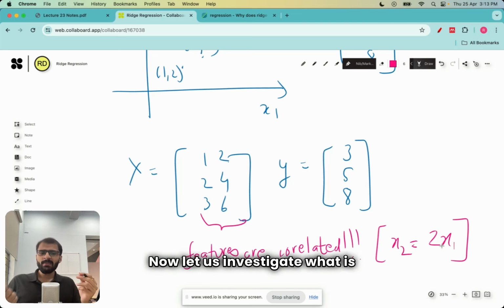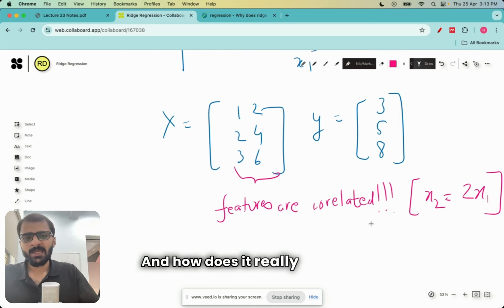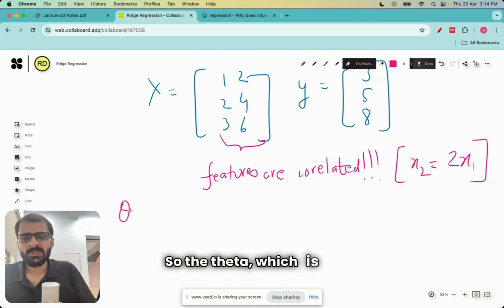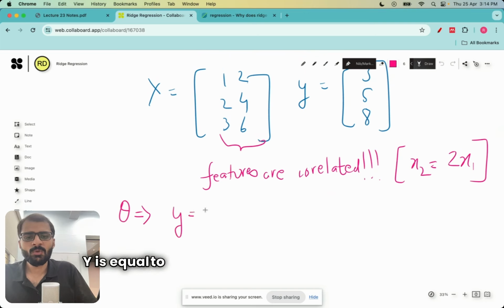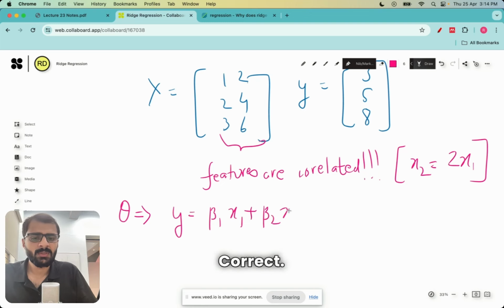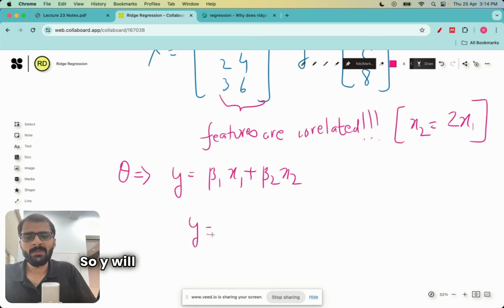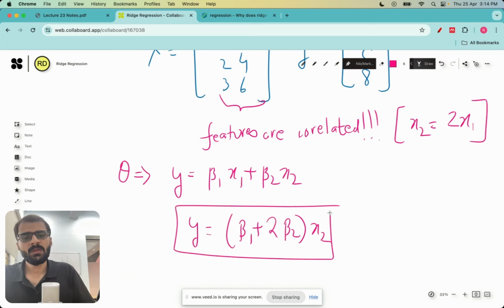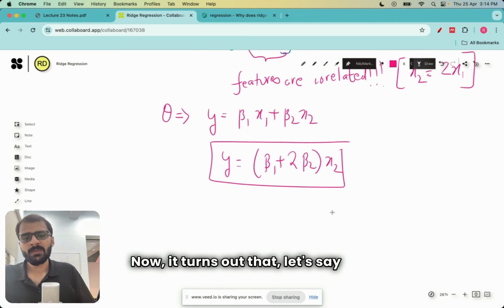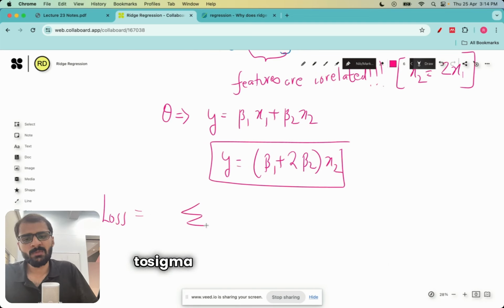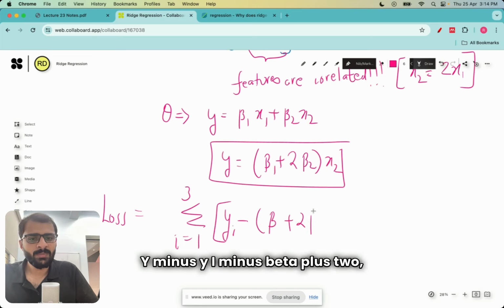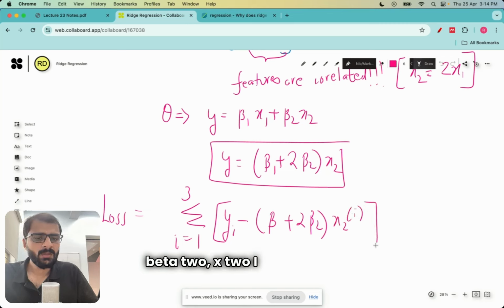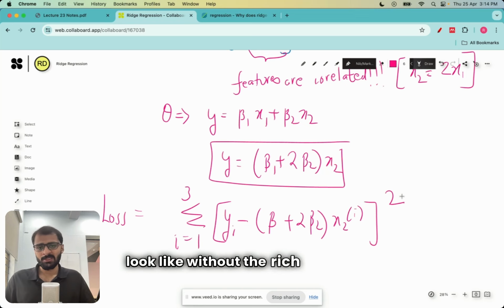Now let us investigate what is meant by a non-invertible matrix, and how does it really show up? So the hypothesis will look something like this: y is equal to beta 1 x1 plus beta 2 x2, correct? And x2 is equal to 2x1, so y will be beta 1 plus 2 beta 2 into x2. Now let's say you take the loss. Loss is equal to sigma i goes from 1 to 3, or however many points we have, of yi minus (beta 1 plus 2 beta 2) x2i, whole square. This is what the loss function will look like without Ridge regression.